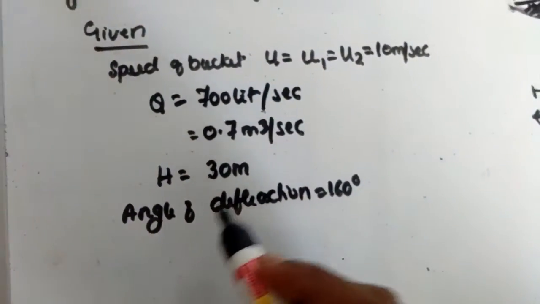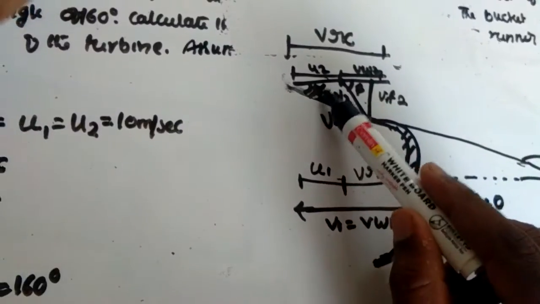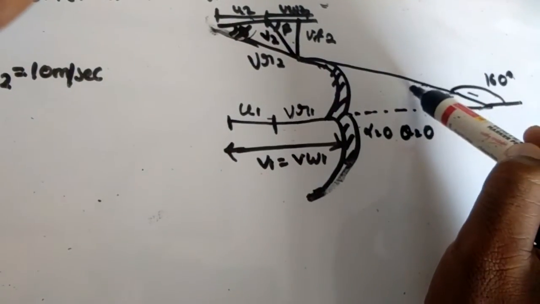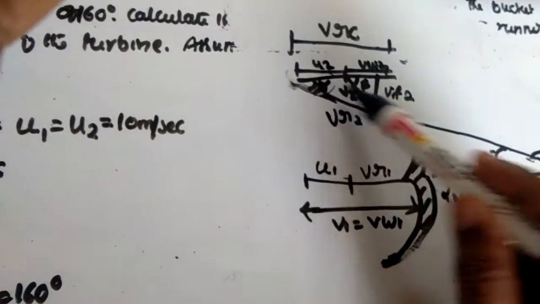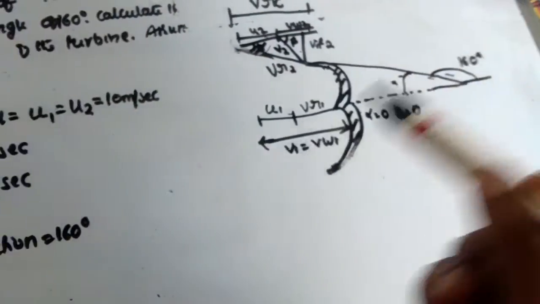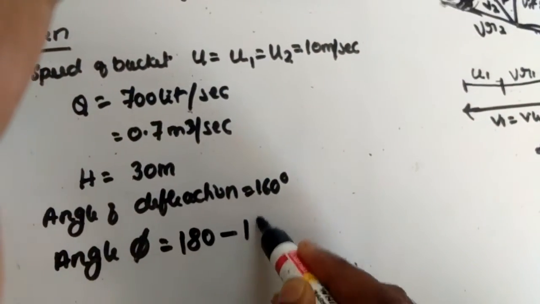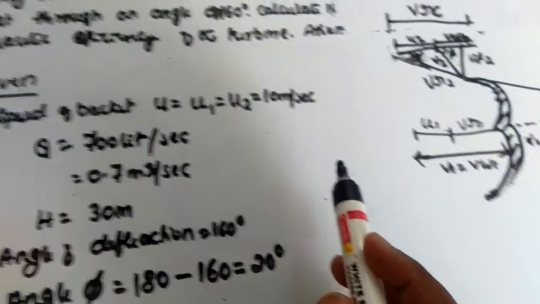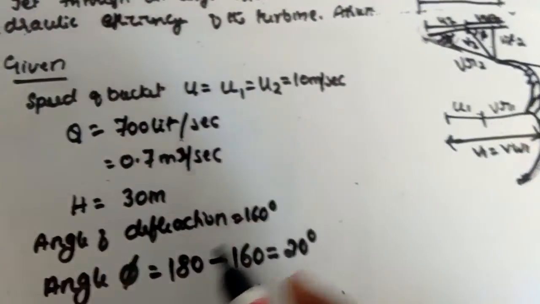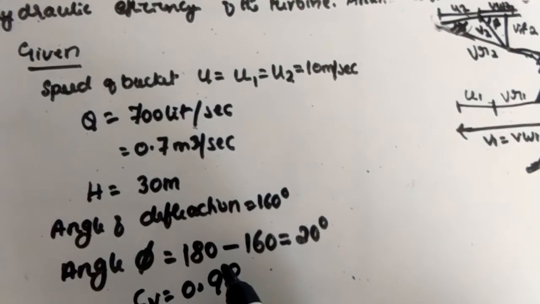So what is the angle psi? We know this value is 160 and this value is equal to this value. So what is this value? 180 minus 160 is equal to 20 degree. So psi is a 20 degree angle. And the coefficient of velocity Cv is equal to 0.98.